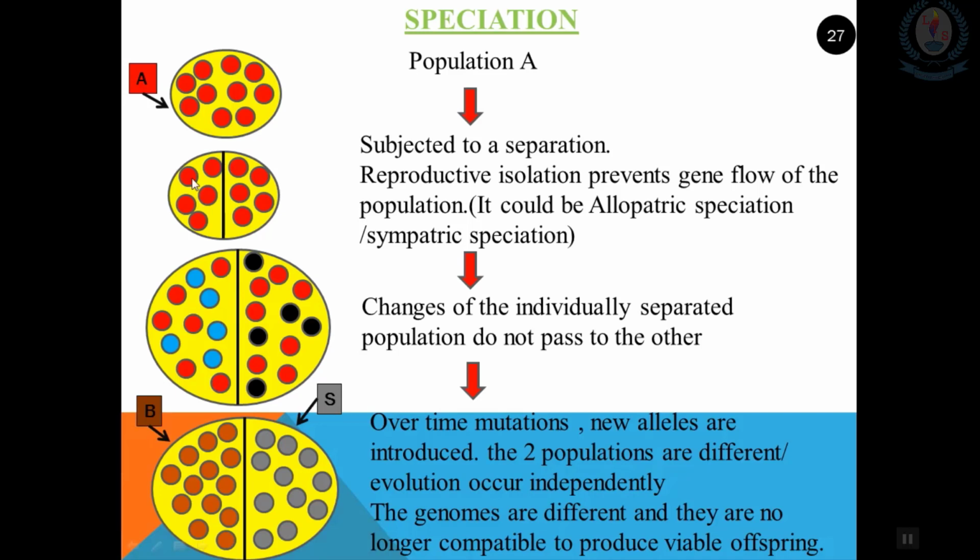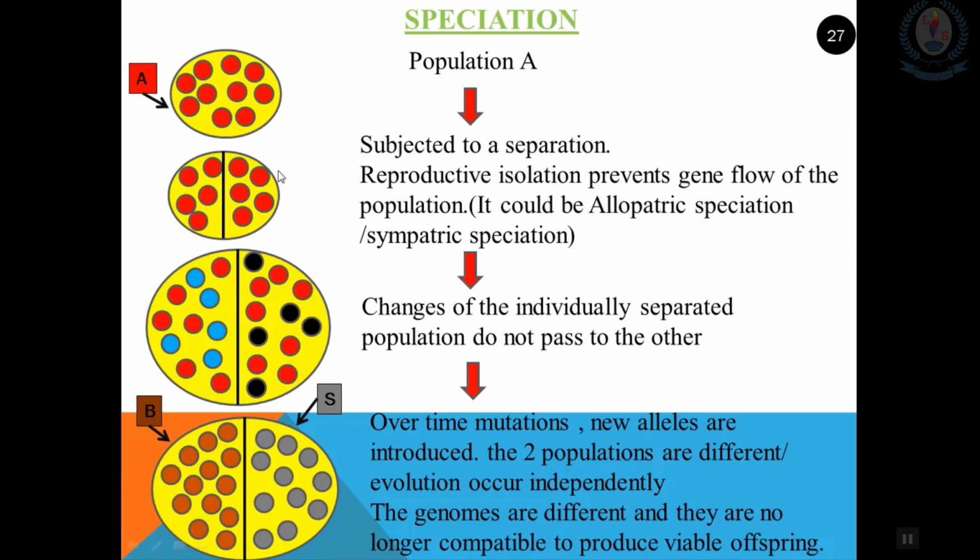Let's look at this example here. There is a population named A. Somehow, over time, the population is subjected to a separation. It could be a physical separation or a geographical isolation, so we name it allopatric speciation. It could be a mechanical or behavioral or seasonal change. In that situation we can name it sympatric speciation.